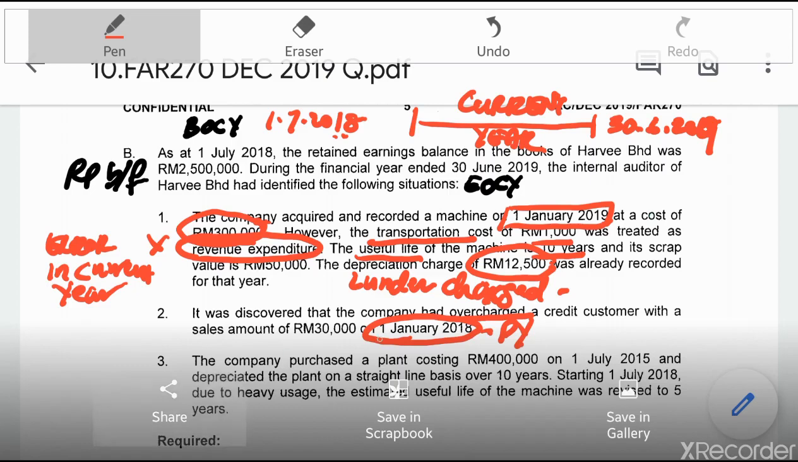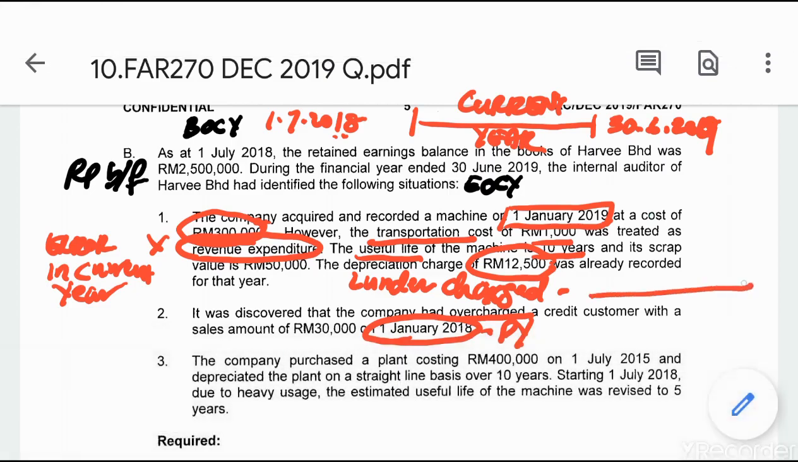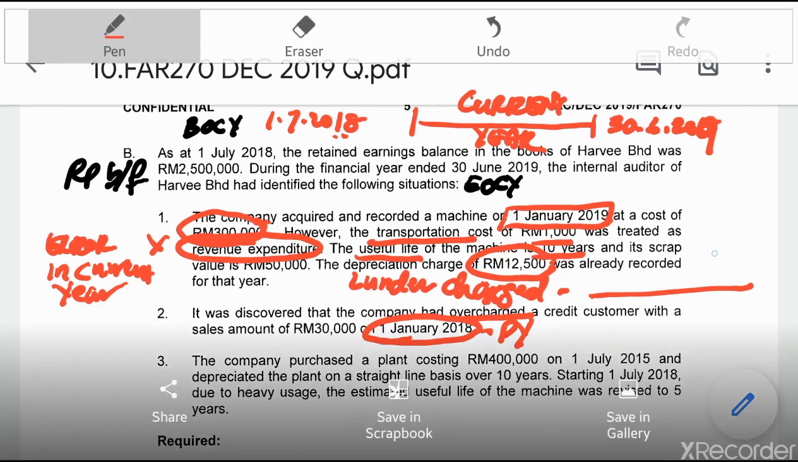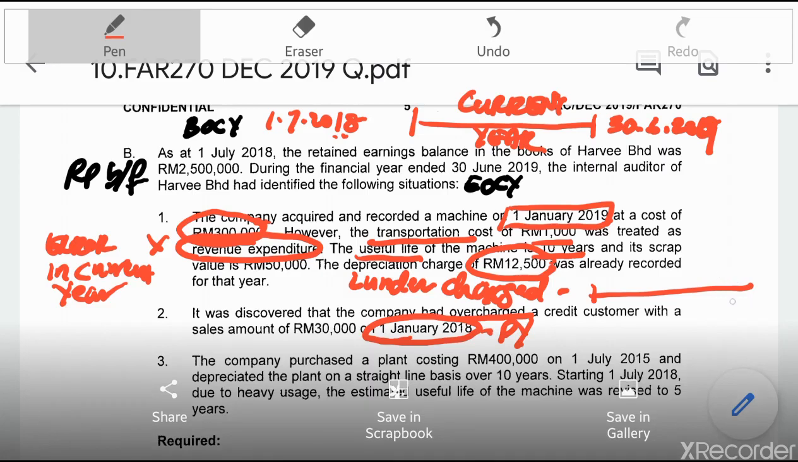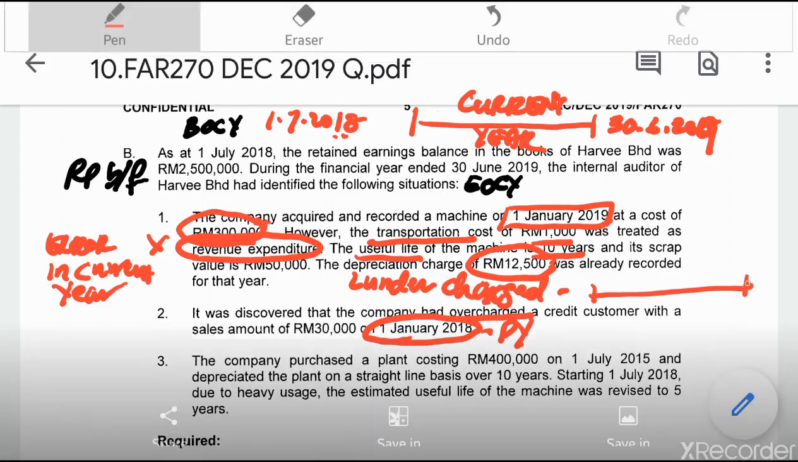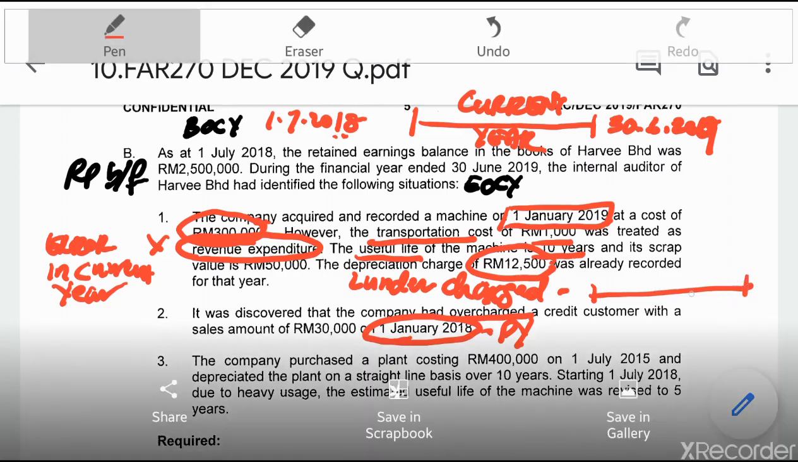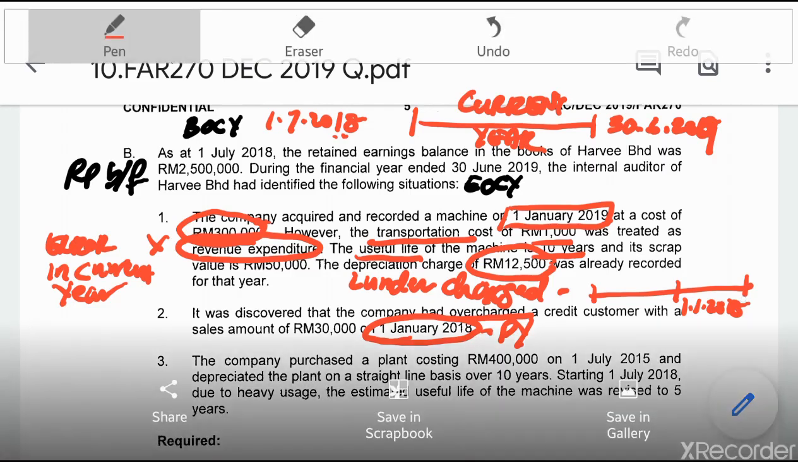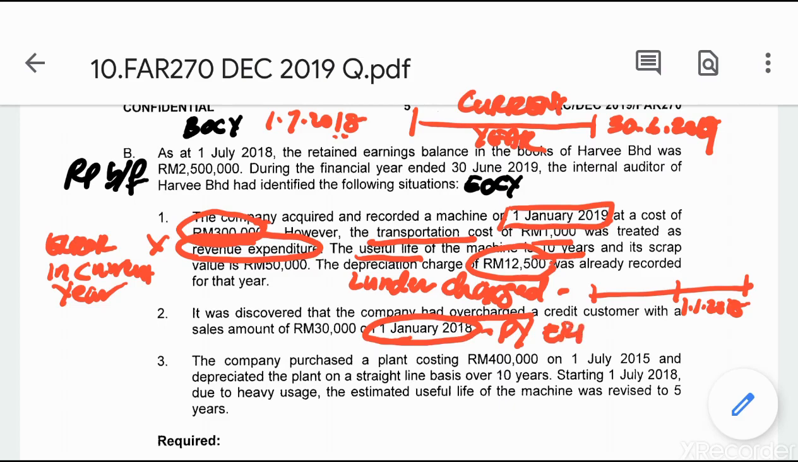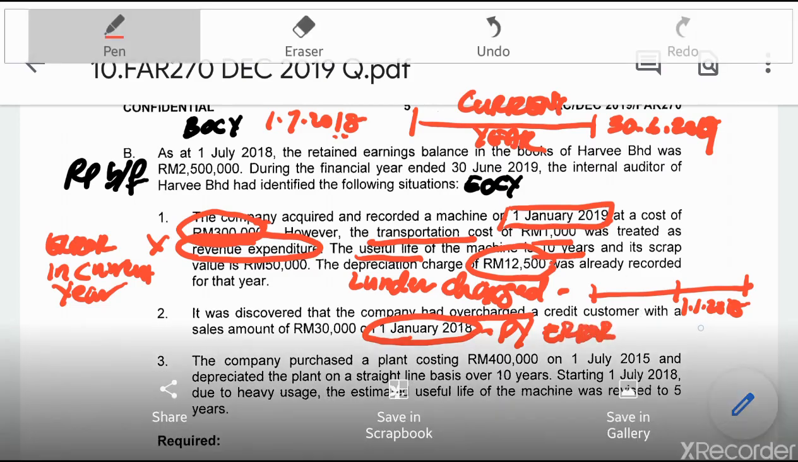So if this happened on 1st of January 2018, it is what happened in the prior period. When I say prior period, it means not in 2019, but somewhere before 2019, which is here, 1st of January 2018, 6 months before the beginning of the current year. So therefore, this is a prior year error. That discussion will give you an idea of answering part A of the question.